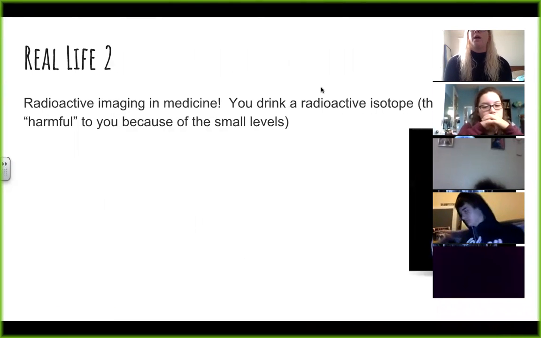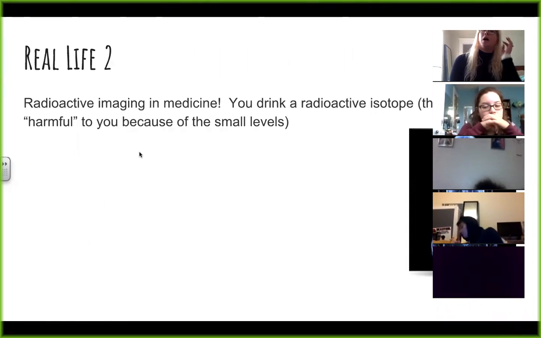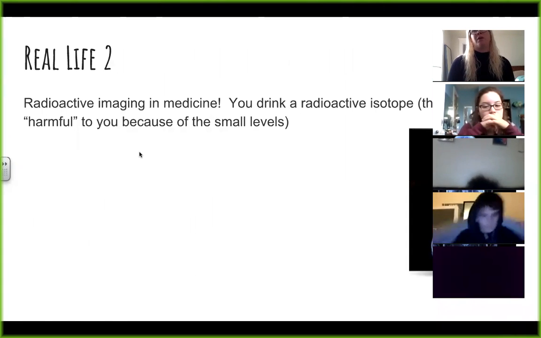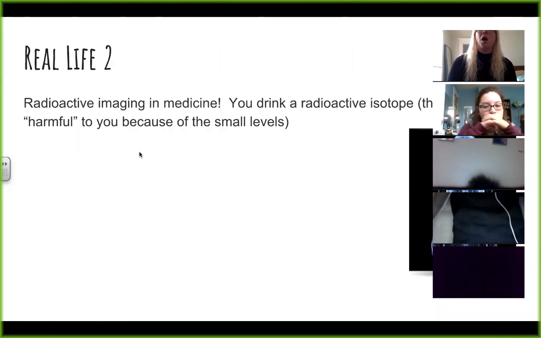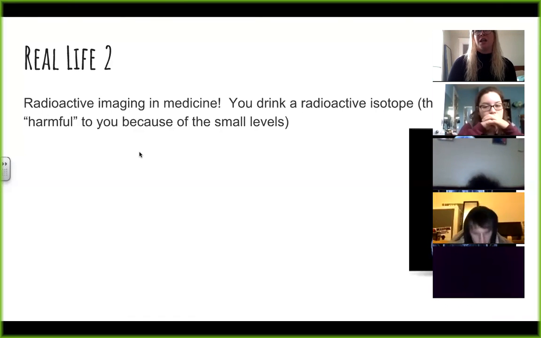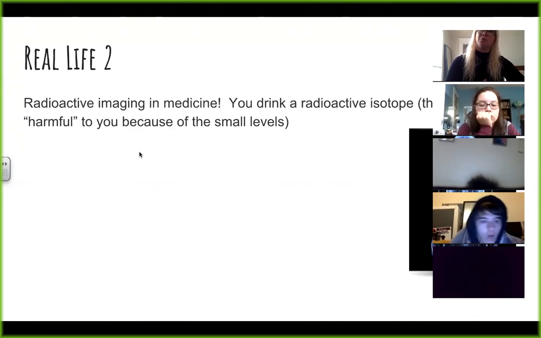Another use, right? Radioactive medicine. So a lot of times if you're having problems with certain organs, especially surprisingly the heart or liver, scientists, in this case doctors, will actually have you drink a radioactive isotope, which is not harmful to you. I put that in quotation marks because it's radioactive. Of course it's harmful, right? But you're drinking such a small amount that the benefits outweigh the risk. In this case, being able to look at your organ and see what it's doing is more important than the tiny amount of radioactivity that you might be exposed to, right?